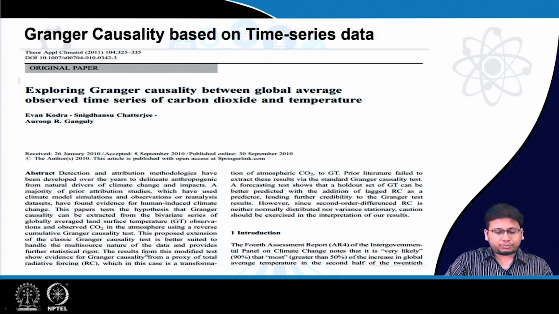The results from this modified test show evidence for Granger causality from a proxy of total radiative forcings, which in this case is a transformation of atmospheric CO2, to global temperature. Prior literature failed to extract these results via the standard Granger causality test.